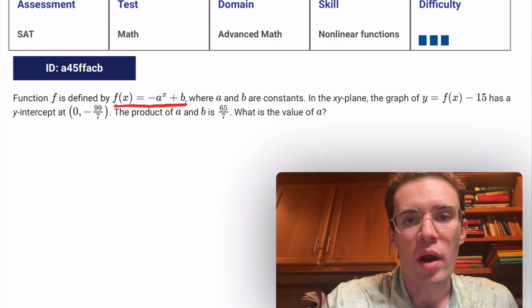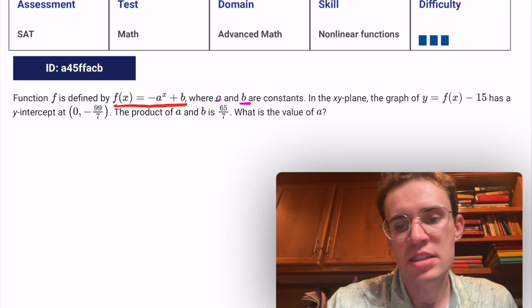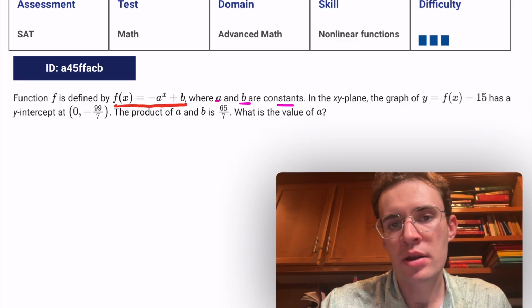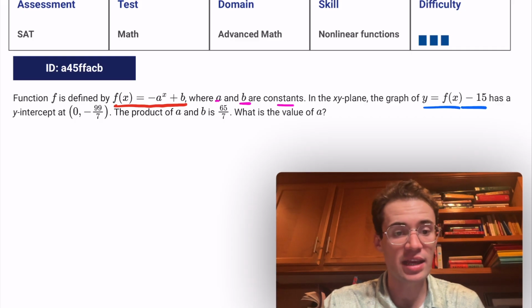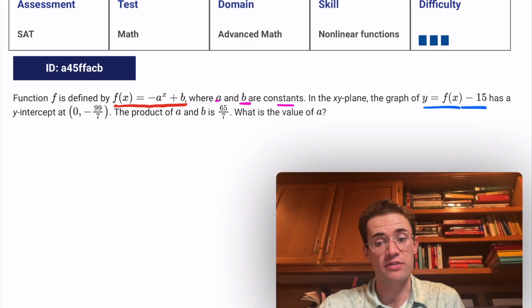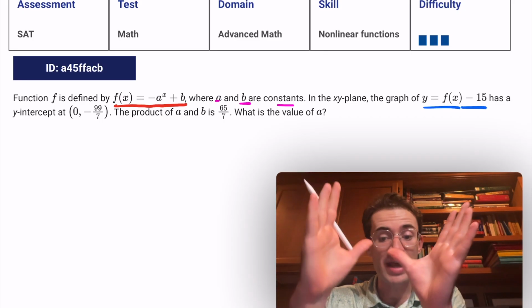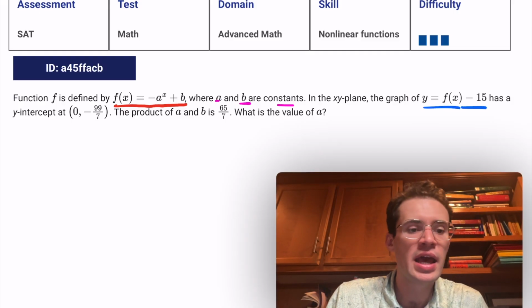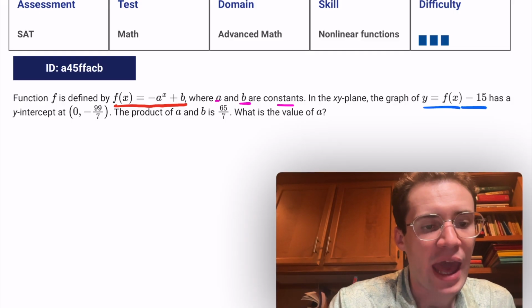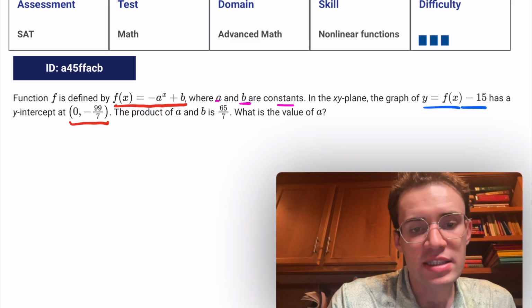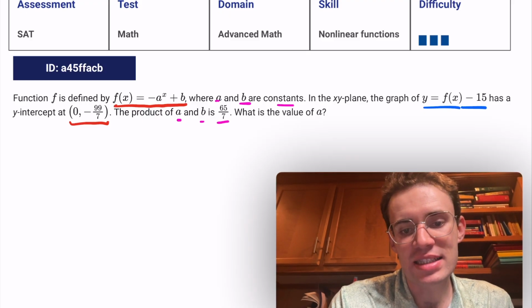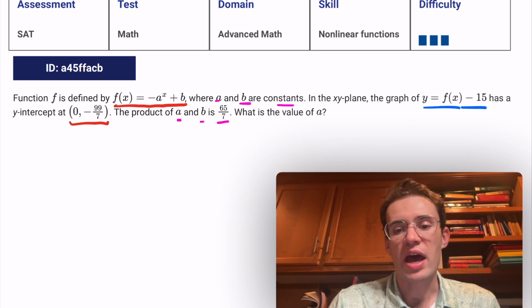The function f is defined by f of x equals negative a to the x power plus b, where a and b are constants. In the xy plane, the graph of y equals f of x minus 15. So you're just taking that f of x and shifting it down 15, or you could say you're translating it down 15 units, has a y-intercept at (0, negative 99/7). The product of a and b is 65/7. What is the value of a?